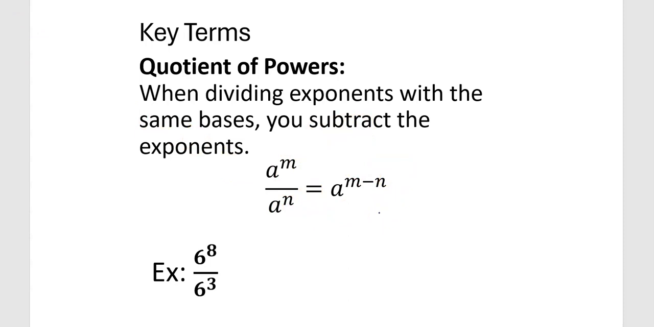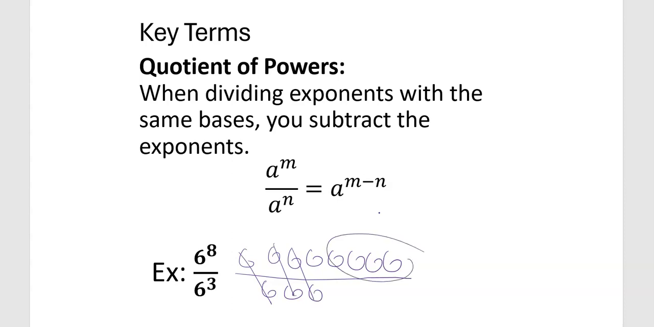If I have 8 sixes, 1, 2, 3, 4, 5, 6, 7, 8. Sorry, they're not pretty. But I'm dividing by 3 sixes. Any number divided by itself is 1. So those kind of cancel out. And I'm left with just the 5. And that's why you would get 6 to the 5th power there. Or you can just subtract your exponents.